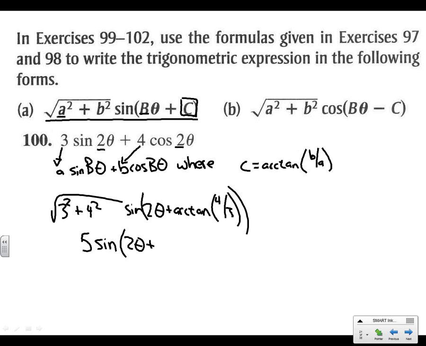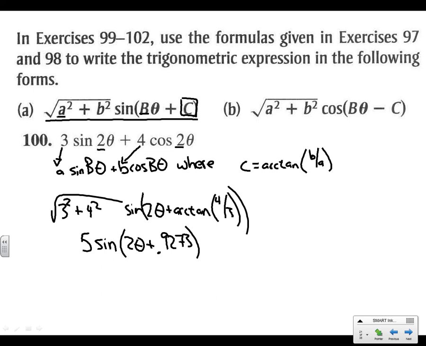It's not on our cheat sheet. It's not a regular occurring number, so we're going to plug it into our calculator, and we'll get 0.9273. And that's it. That's all I wanted us to do on that one. So we want to be able to use our formulas.